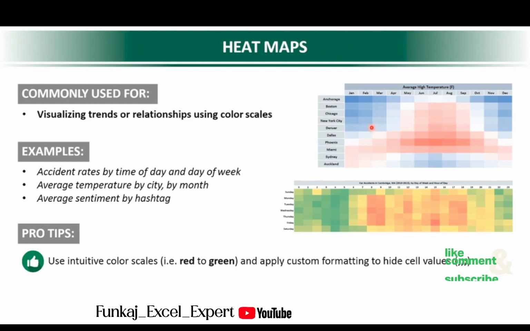One heat map is using the blue, white, and red color scale in order to visualize the data. The second one is using a green, yellow, red color scale in order to visualize the data. This is how a heat map looks like. Without spending more time on explaining the theory of heat maps, let's create and build one ourselves in Excel.